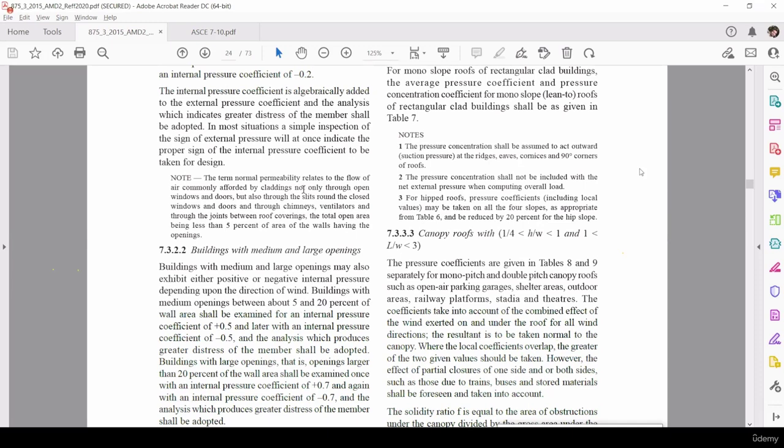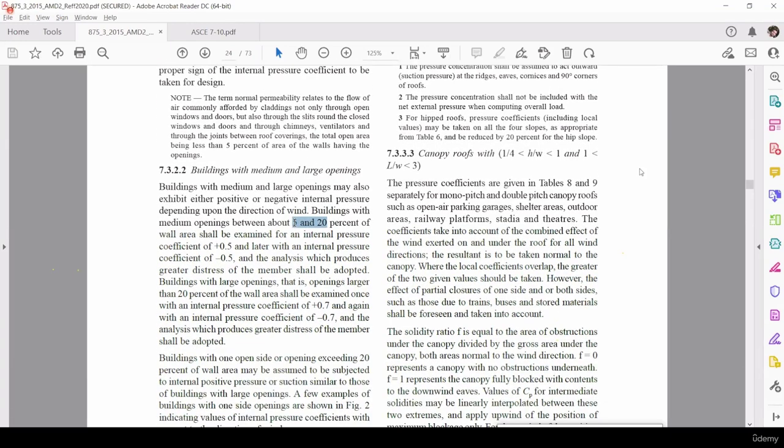Clear? Okay. There are some other coefficients as mentioned. If the area of the opening is in between 5 to 20%, internal coefficients will be plus and minus 0.5. So obviously, there is no change in external wind coefficient. First, make sure that there is no change in external wind coefficients. Only internal wind coefficients will be changed.